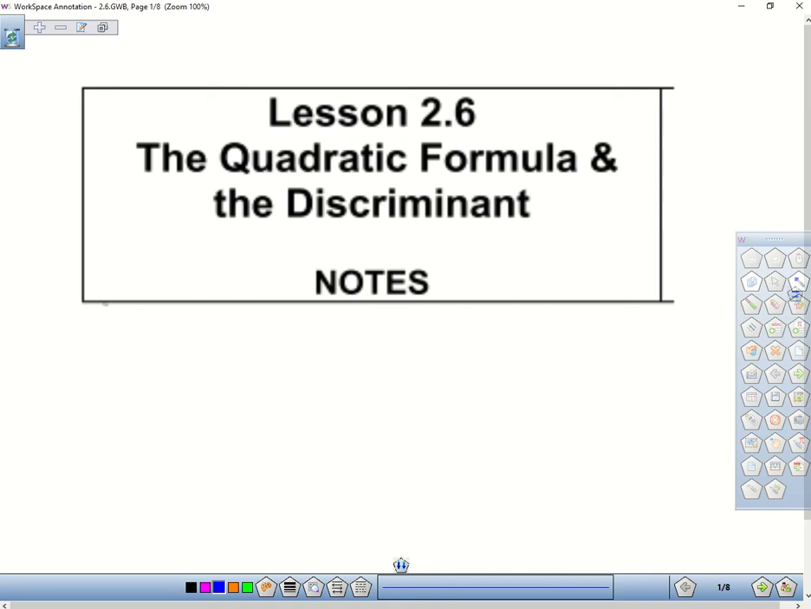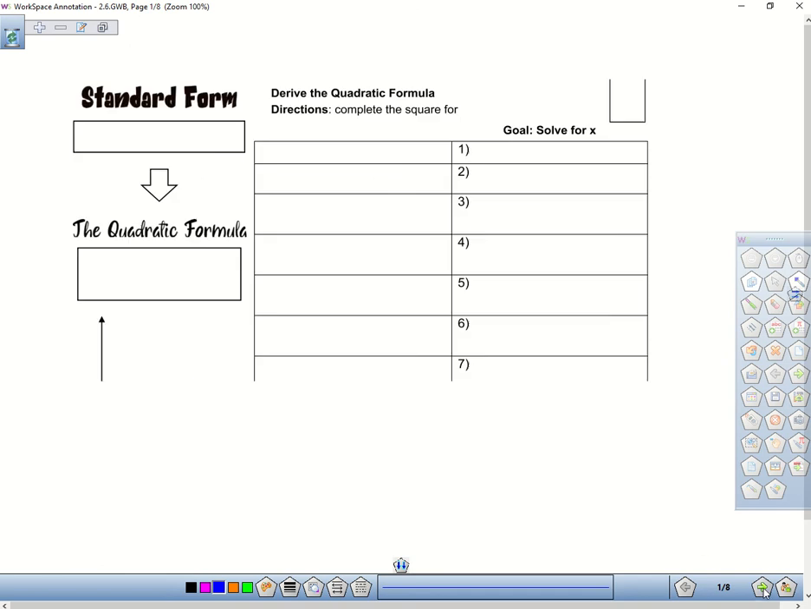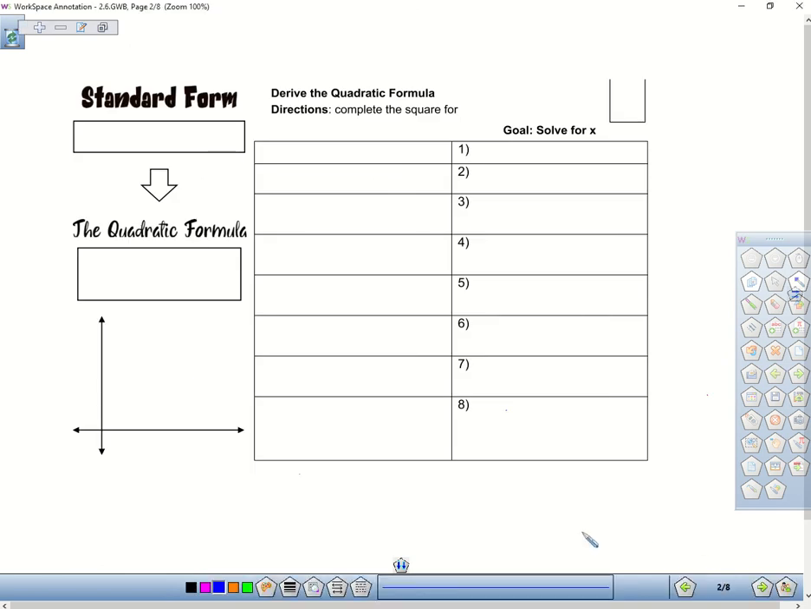So today we're going to talk about lesson 2.6, which is the quadratic formula and the discriminant. Before we get into doing any solving, we're going to derive the quadratic formula and talk about where it comes from and how we develop the formula. Developing the formula was actually done using the completing the square method we learned about in this class.